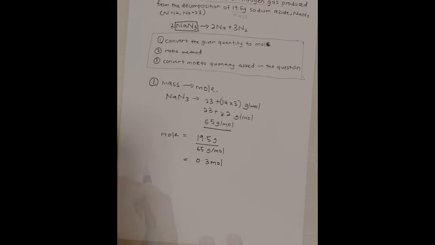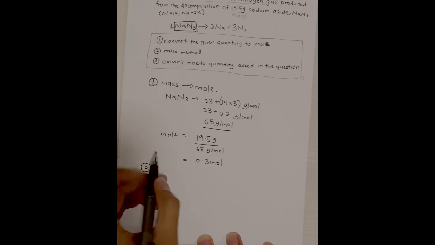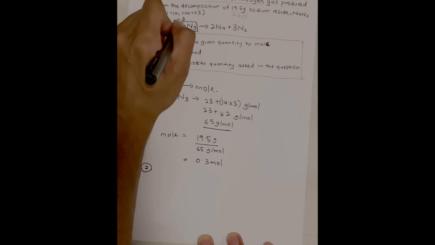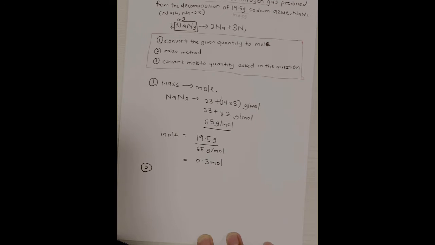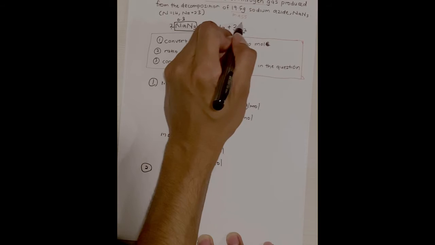Now next step is the ratio method. Now you see what is given to you, sodium azide, right? So this is given, 0.3. Now, what are they asking you to find? This one here, nitrogen, which you do not know. So just put an X here.